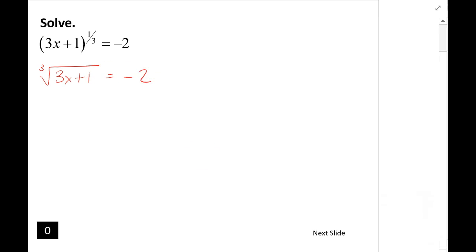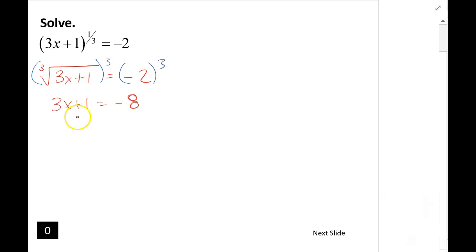Now we're going to solve it the same way like we did before. So raise it to the power of the index, which is 3, on both sides. And then that takes away the radical on this side. And then over here, I know 2 cubed is 8, but if I multiply negative 2 three times, I still end up with a negative. So that'll be negative 8.